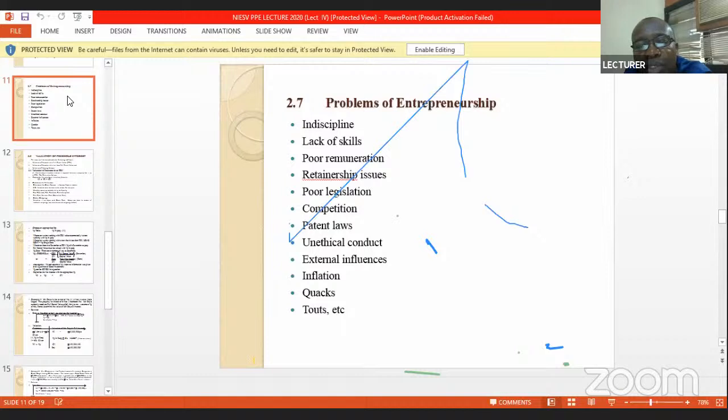Unethical conducts, we have talked about ethics before. The next one is external influences. This one is one of the killers of all businesses. And you know, in Nigeria, if you are lucky and your business lasts for 5 years, then you are a good manager, because the business environment in Nigeria has so many negative external influences.